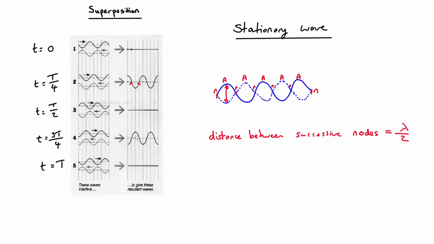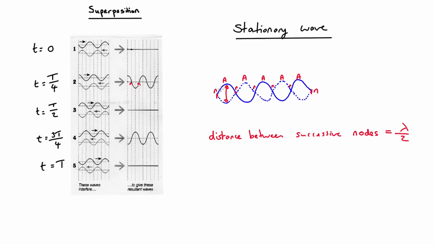The progressive waves that superimpose to produce this stationary wave pattern. In those progressive waves, every particle oscillates with the same amplitude. They're just slightly out of phase with each other. So if you look at this progressive wave here, as it moves to the right, every particle in that progressive wave will be oscillating with the same amplitude, but they're all just slightly out of phase with each other, at least within one wavelength.